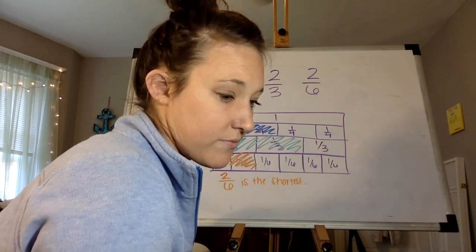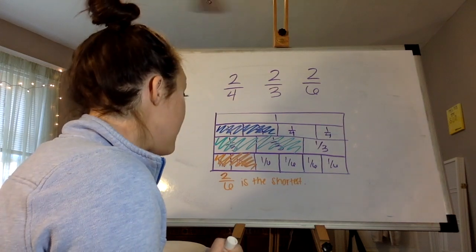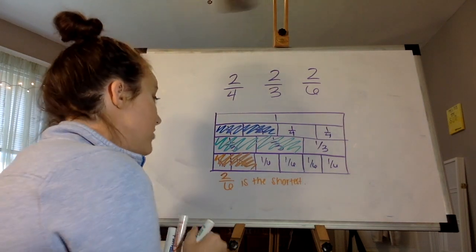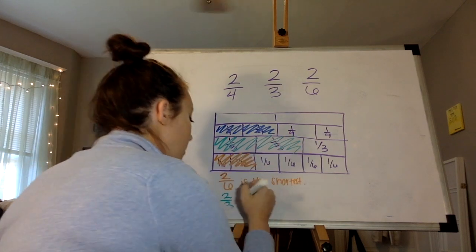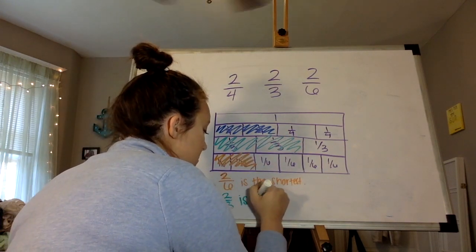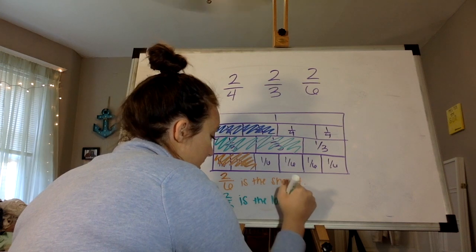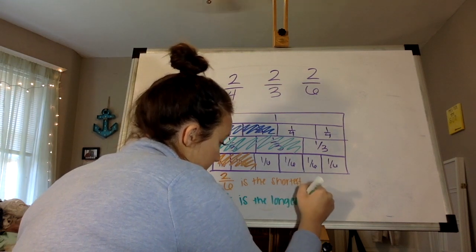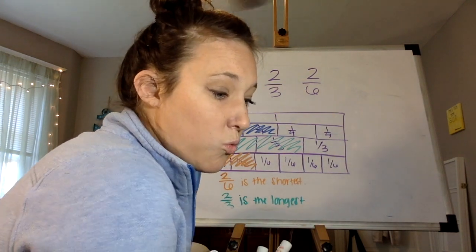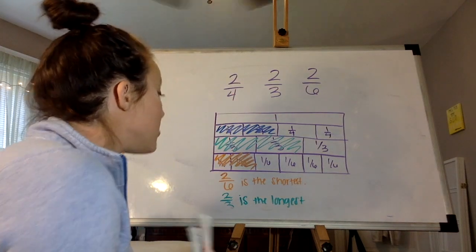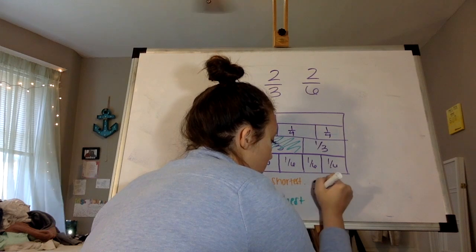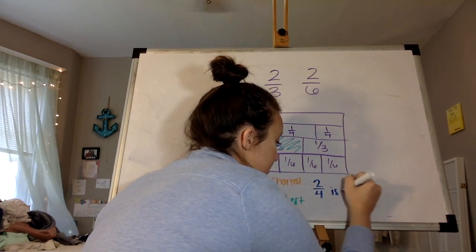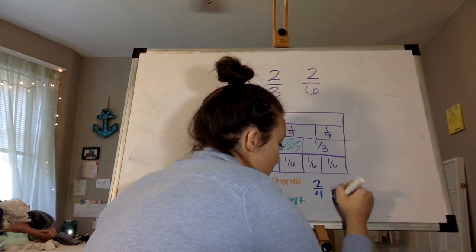All right. Which one is the longest? My 2/3 is the longest, because if you look, it goes the farthest. So 2/3 is the longest, which leaves my 2/4 being in the middle. So my 2/4 is in between.